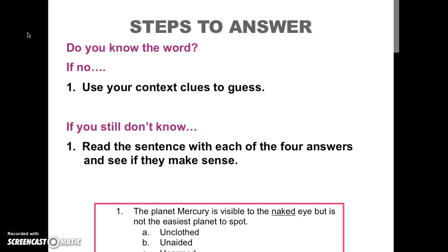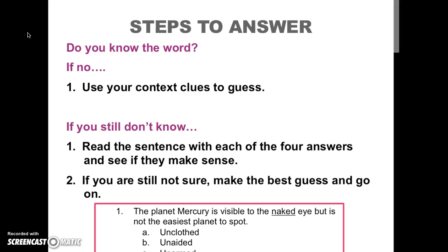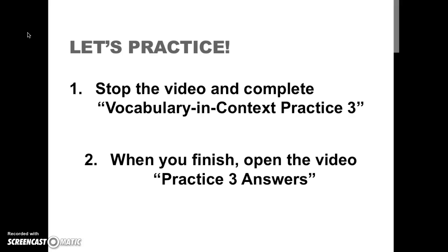The planet Mercury is visible to the unclothed eye, but is not the easiest planet to spot. No, we don't use clothes with our eyes. The planet Mercury is visible to the unaided eye, but is not the easiest planet to spot. Maybe. We don't need help for our eyes. Maybe. The planet Mercury is visible to the unarmed eye, but is not the easiest planet to spot. No, we don't use arms with our eyes or weapons. So, B is the correct answer. But if you are still not sure, make your best guess and move on. That is how you answer vocabulary and context questions.